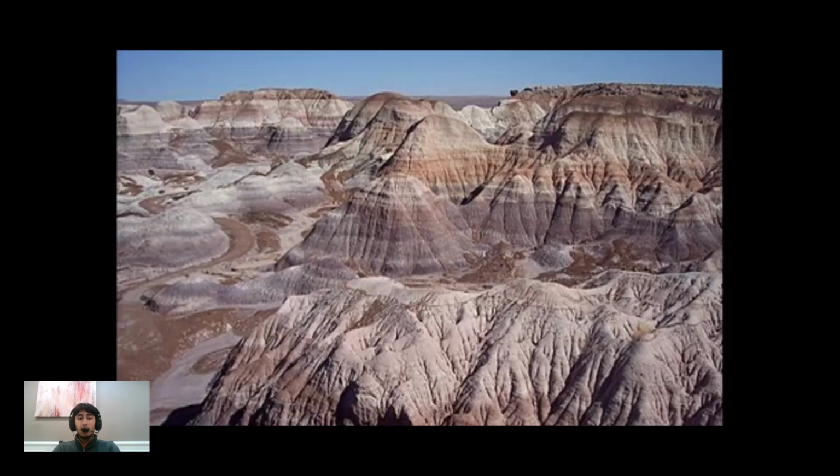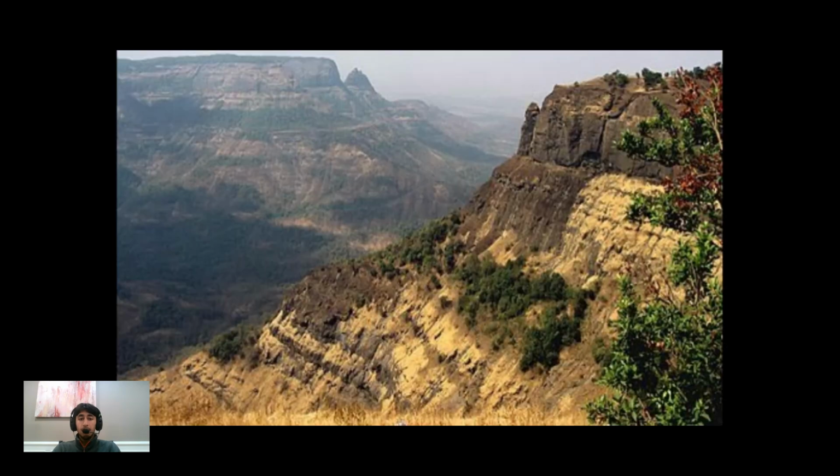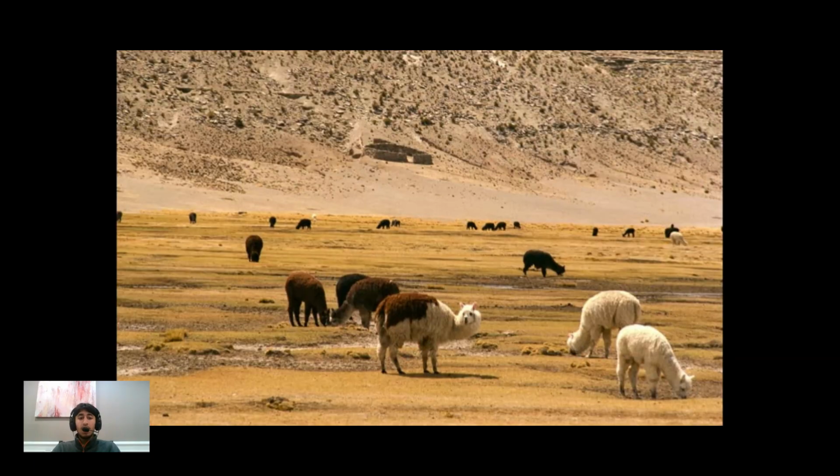In today's episode, we'll be looking at the wonderful world of plateaus. So, what exactly are plateaus? Also known as high plains or tablelands, plateaus are areas of flat land that sit higher than the land around them. Some famous examples include the Tibetan Plateau in the Himalayas, which is often called the roof of the world, the Deccan Plateau in southern India, the Colorado Plateau in the southwest US, and the Altiplano in the Andes.